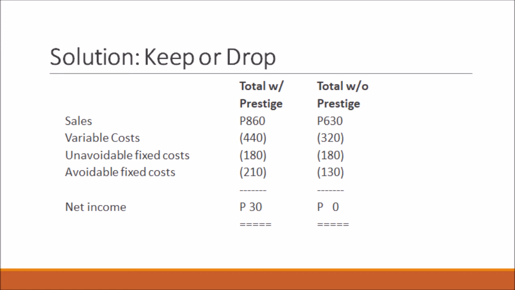And therefore, it is more convincing with the two given solutions that it is safe and more advantageous to keep the product line of Prestige rather than dropping it, regardless of whether Prestige shows a negative net income. And that is for the keep or drop.